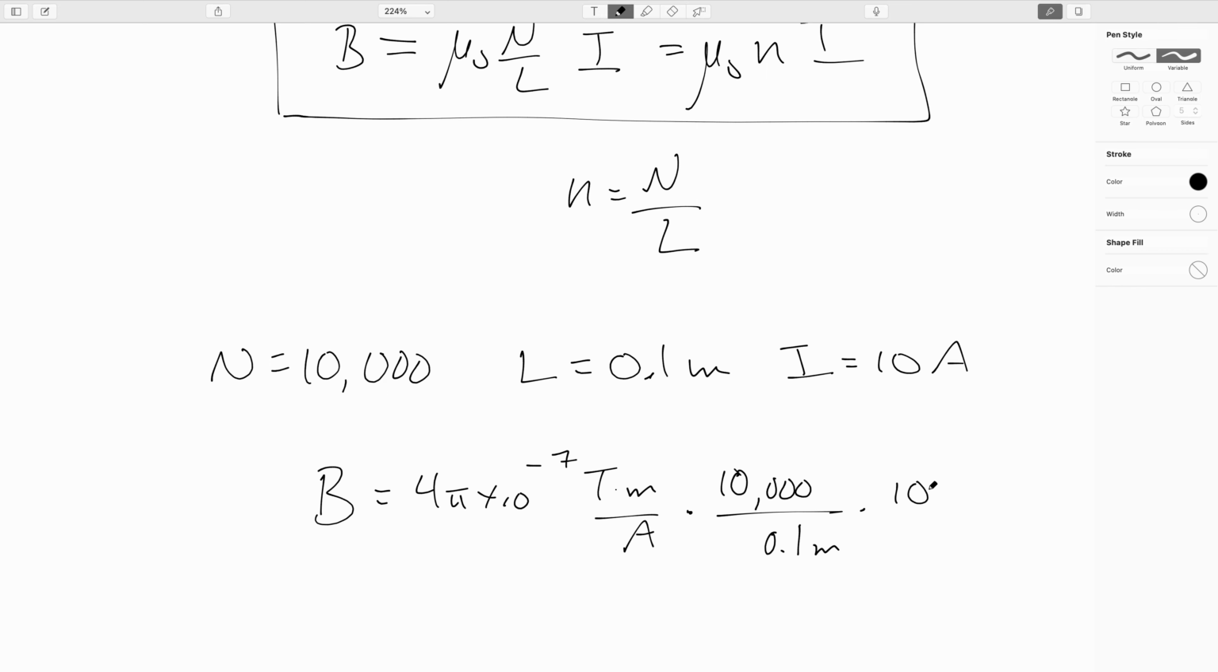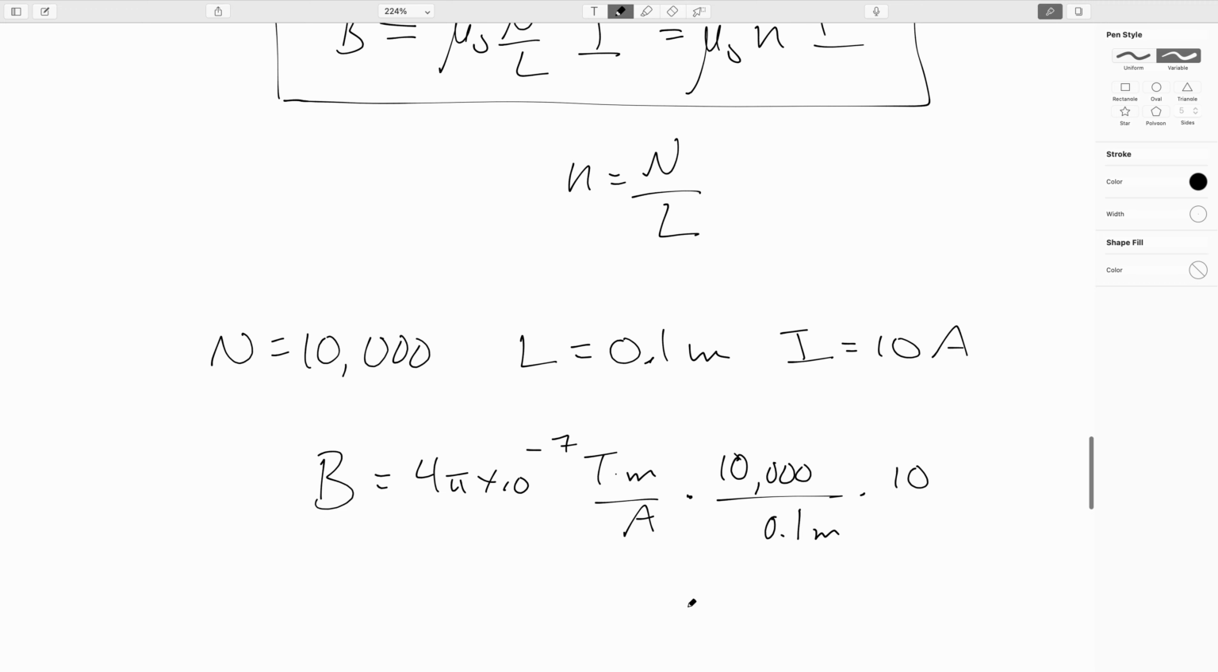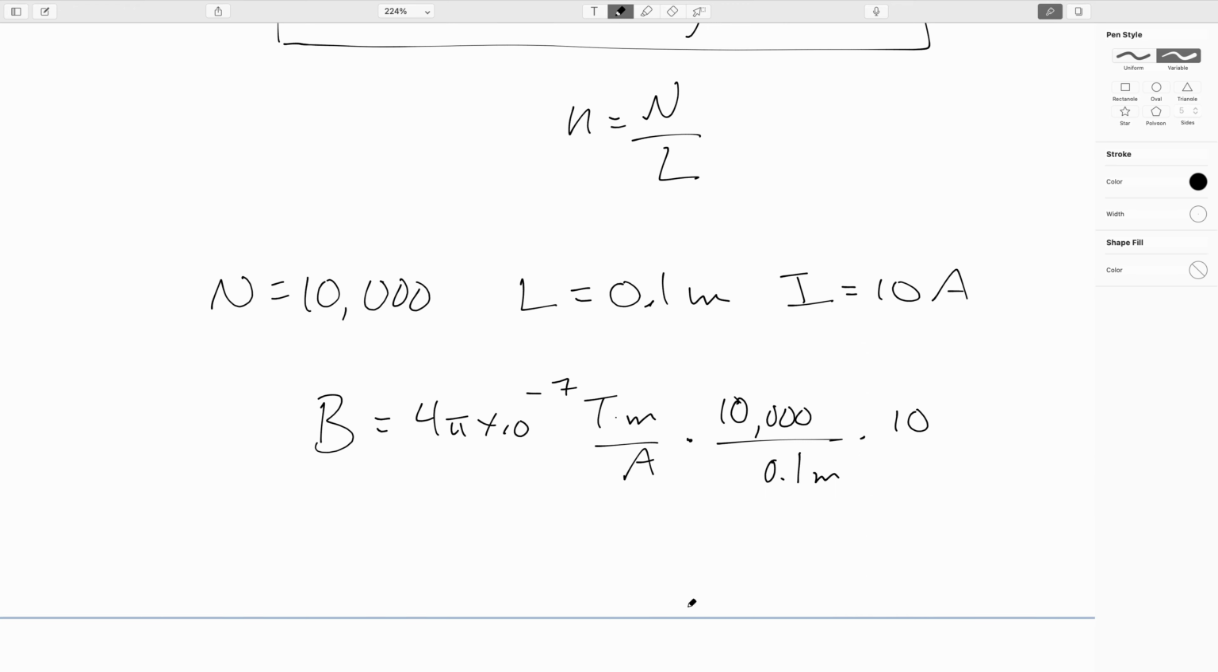So now we're getting somewhere. This is going to be 10,000, this is 100,000, this will be a million. So that's 10 to the 6. So then this will be 4 pi times 10 to the negative 1 Teslas. So 4 pi is about 12. So this would be a 1 Tesla field. Okay, that's a little unrealistic.